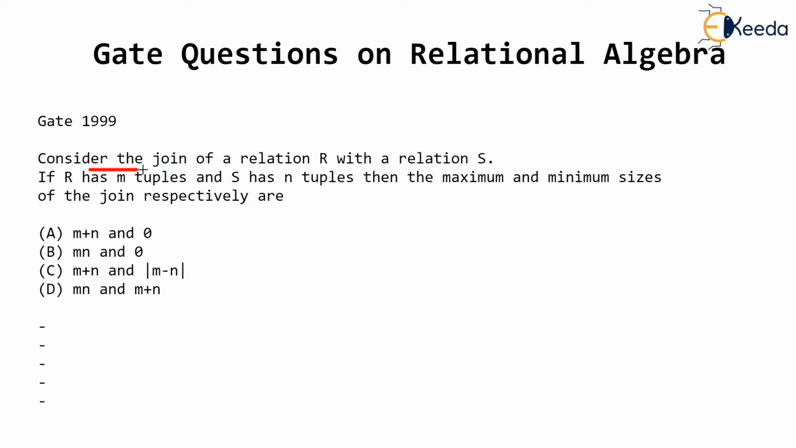Consider the join of a relation R with relation S. So there are two tables, R and S, and it is given that R has m tuples. That means there are m rows in R and S has n tuples. There are n rows in S. Then maximum and minimum sizes of the join respectively are. So if you join these two tables, R and S, what will be the maximum rows that will be possible in the join and minimum rows?